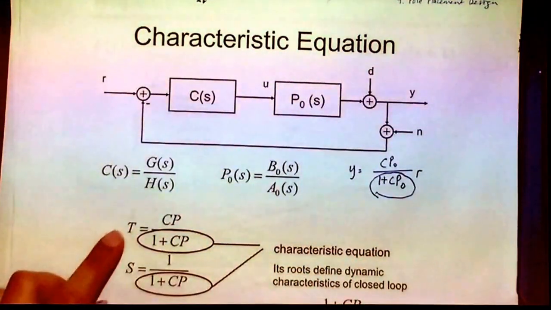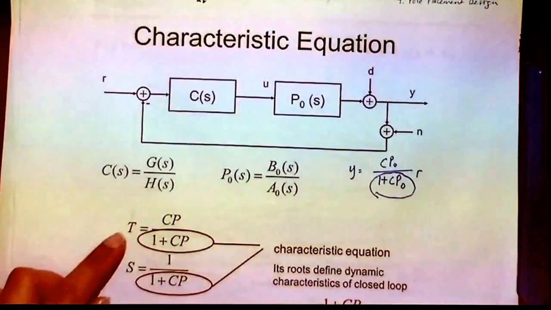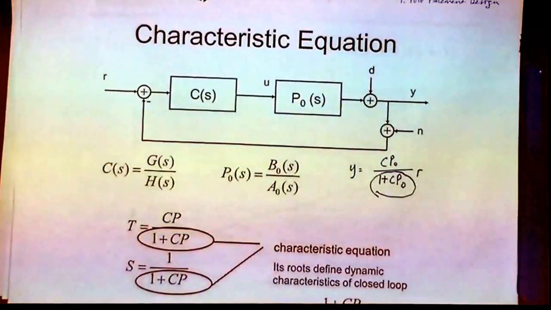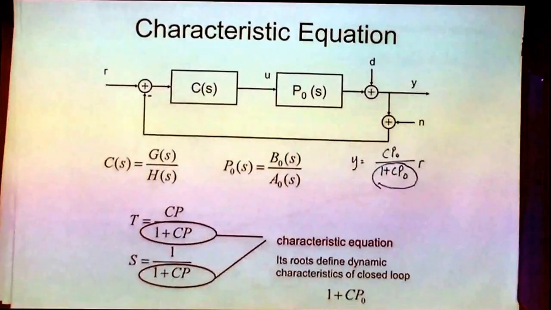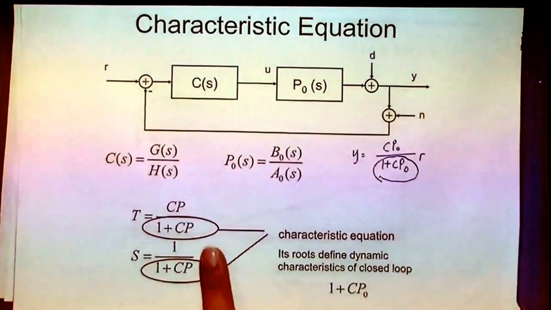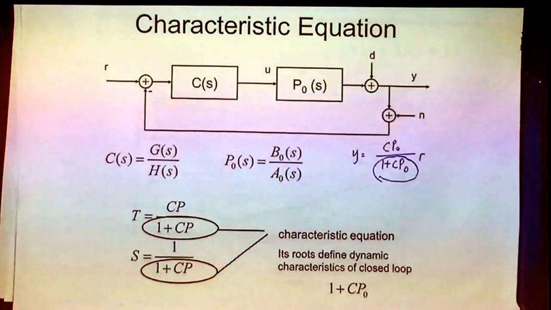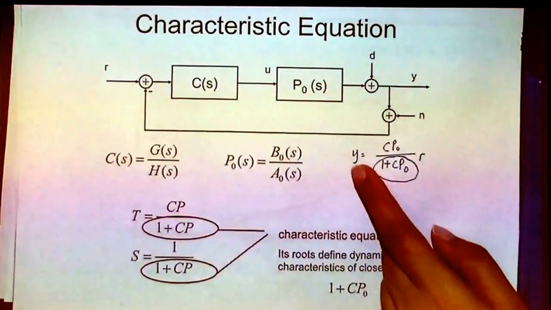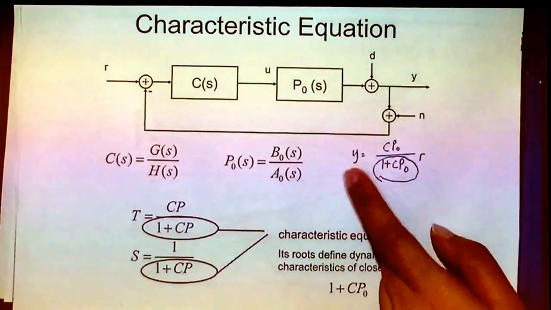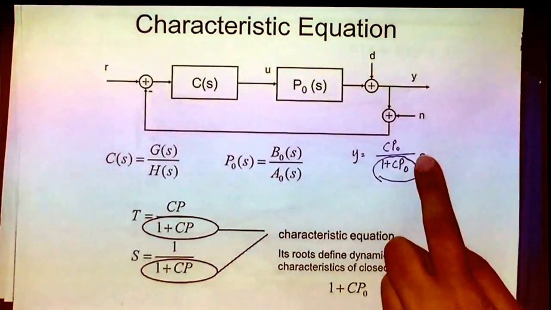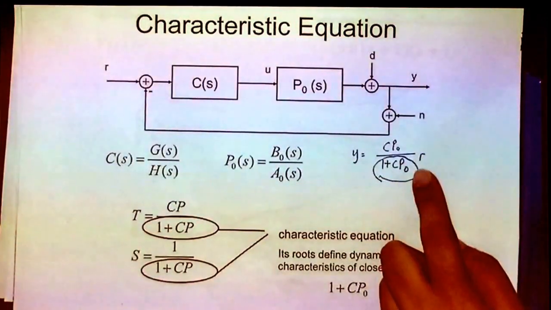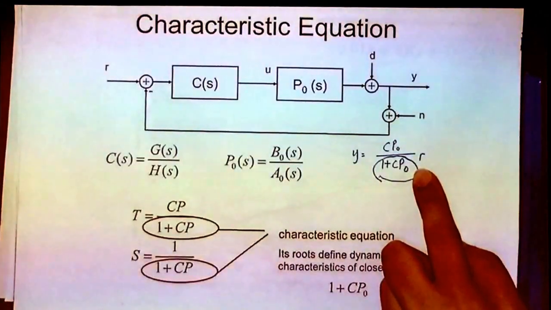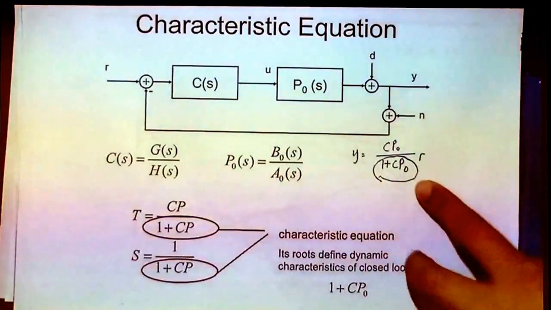And the rest still remains the same. P is CP over 1 plus CP, S is still 1 over 1 plus CP. You note that the denominators are both 1 plus CP. And remember, the last time in dynamics and control 3, we told you that the closed loop transfer function, which is the relationship between Y and R, in this case is CP over 1 plus CP. If you take the denominator and equate that to 0, what do you call that?